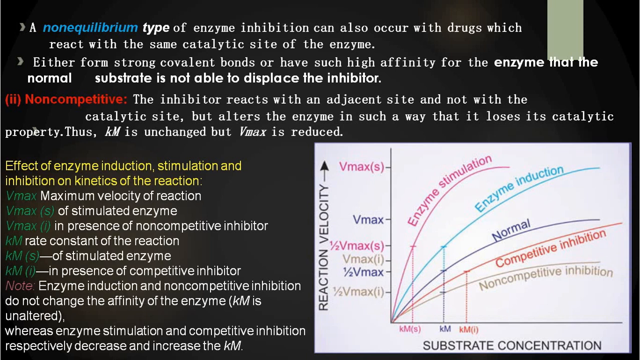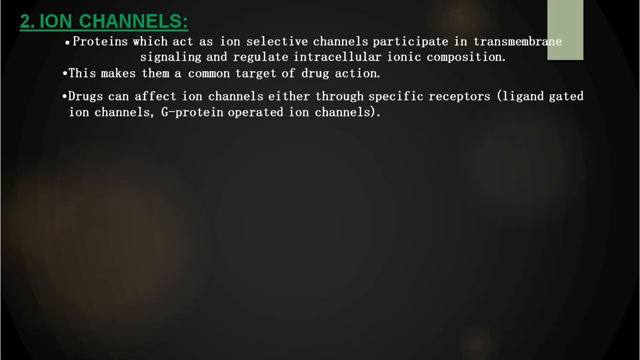This graph shows that enzyme induction and non-competitive inhibition do not change the affinity of the drug, whereas enzyme stimulation and competitive inhibition respectively decrease and increase Km, affecting the affinity. Ion channels are proteins which participate in transmembrane signaling and regulate intracellular ionic composition, which makes them a common target of drug action. Drug can affect ion channel either through a specific receptors like ligand gated ion channels or G protein coupled ion channels or others.